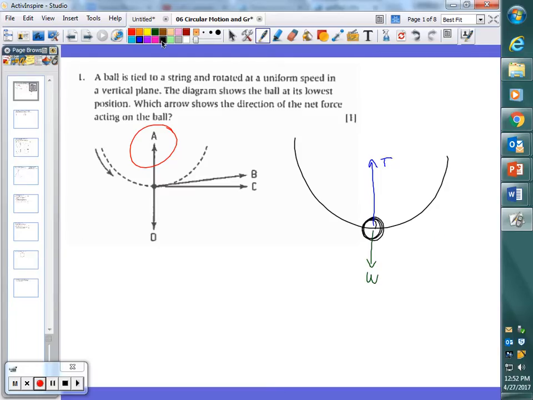Now, if we flip it over and go to the top, there's still a weight force acting on it, and it's exactly the same as this weight force. The total has to be the same here. So in this case, T is smaller because the weight force is adding to the total, whereas at the bottom, the weight force is subtracting from the total.